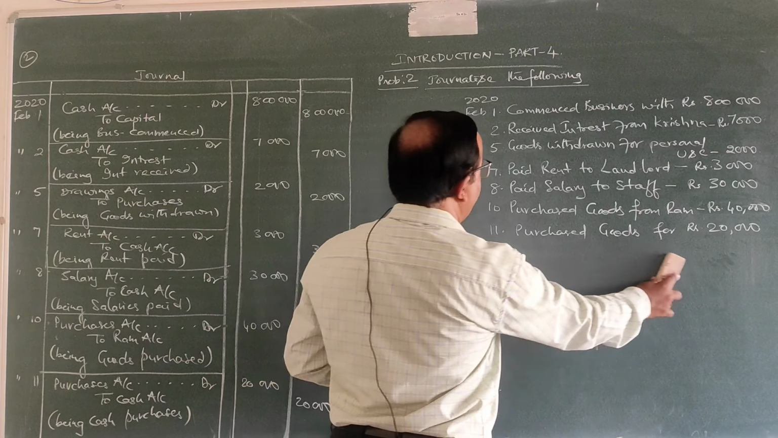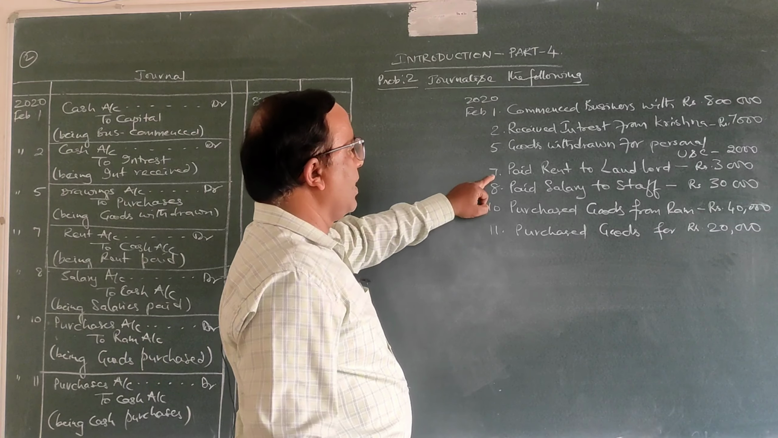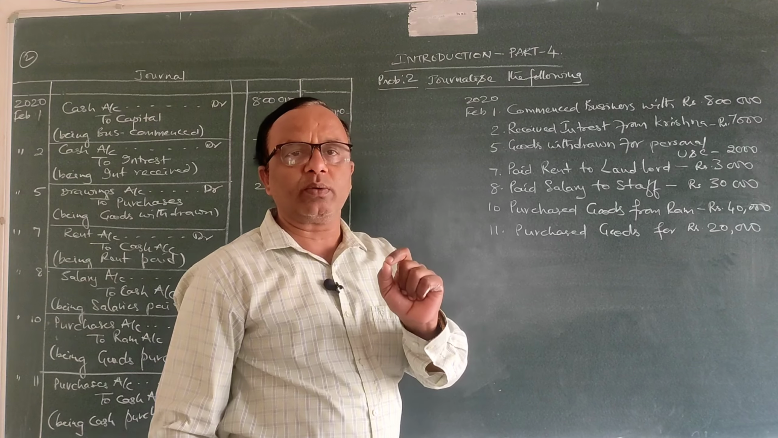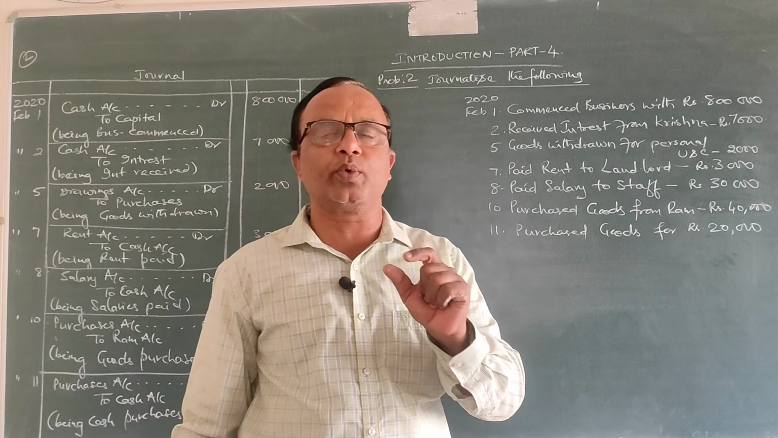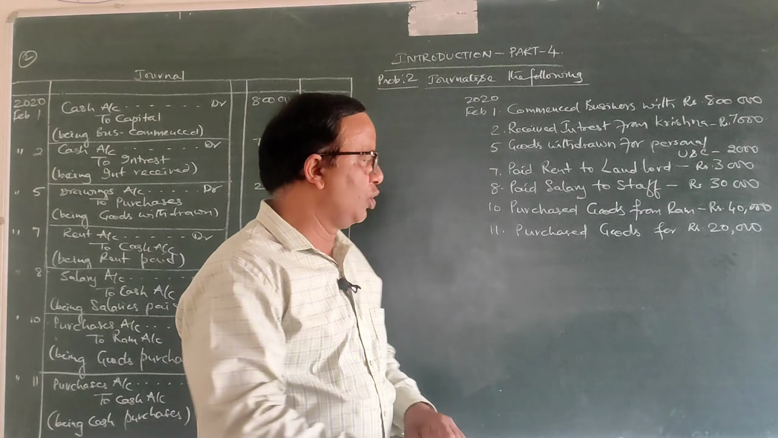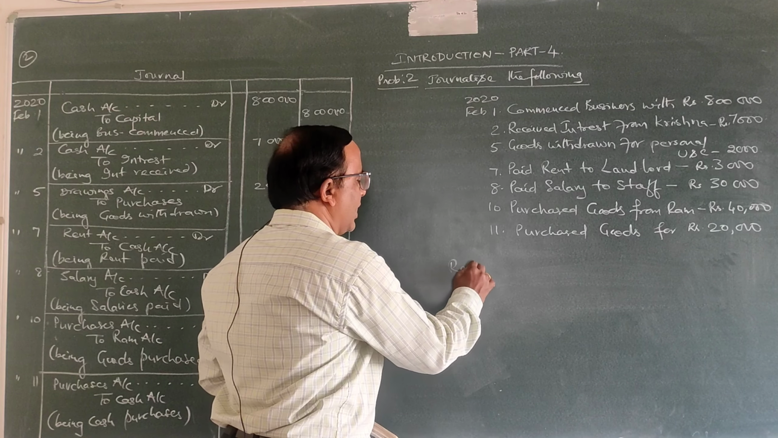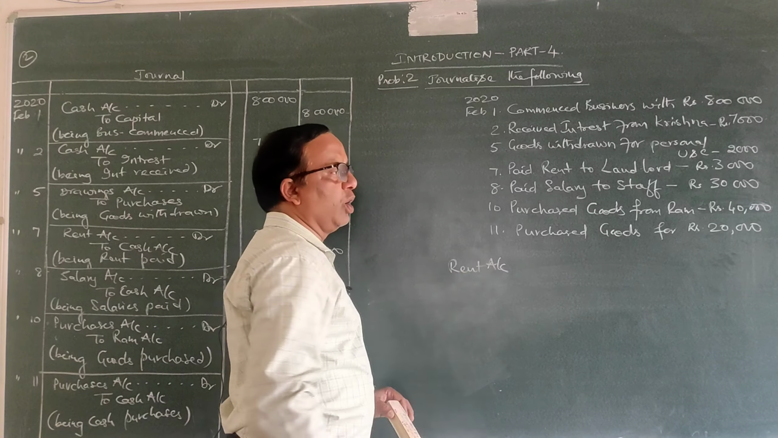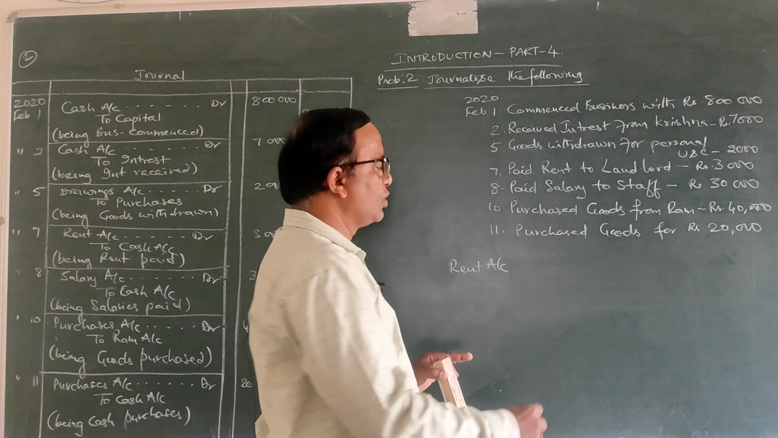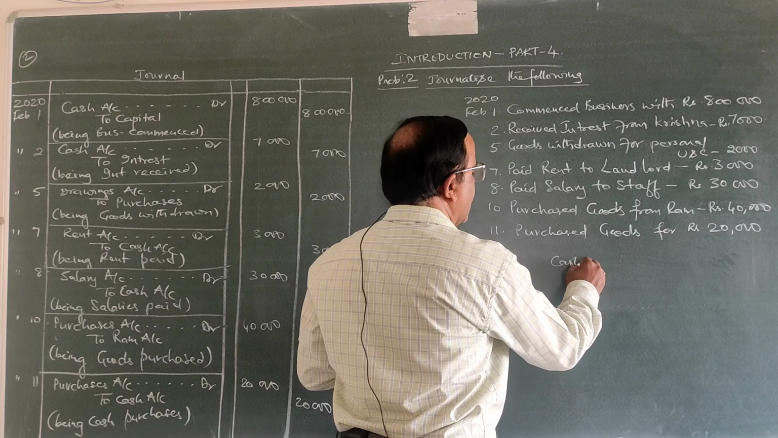Okay, next further. See, paid rent to landlord. What you have paid? You have paid rent. Okay, so think from your business point of view. What is rent to you? Rent is an expense there. Okay, so one account affected here is rent account. Another one, rent, how you will pay? You will pay in terms of cash. Cash is going out of your concern. So the other account affected here is cash account.